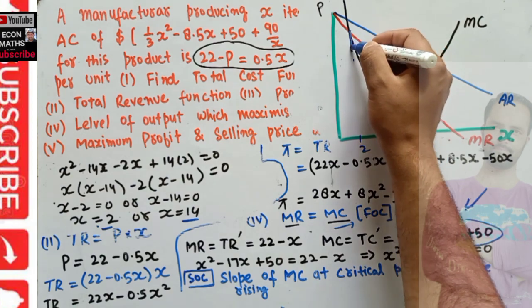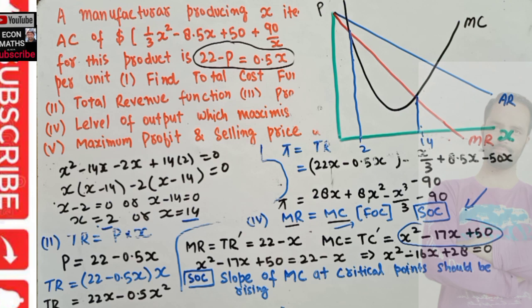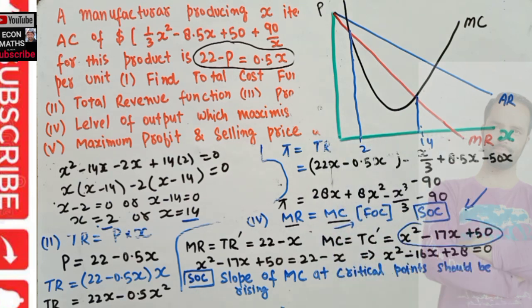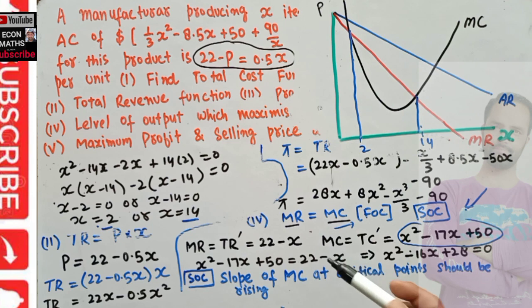We can see two points where marginal revenue intersects marginal cost: x is equal to 2 and x is equal to 14. This was the first order condition. The second order condition requires that at the intersection of the marginal revenue and marginal cost functions, the marginal cost must be rising.